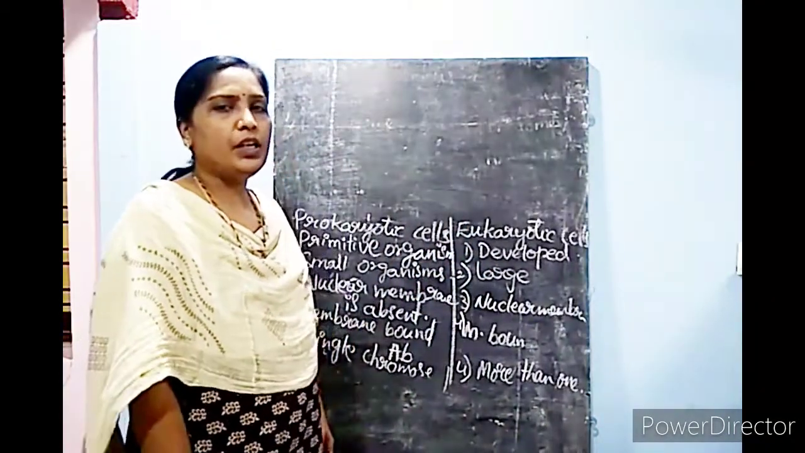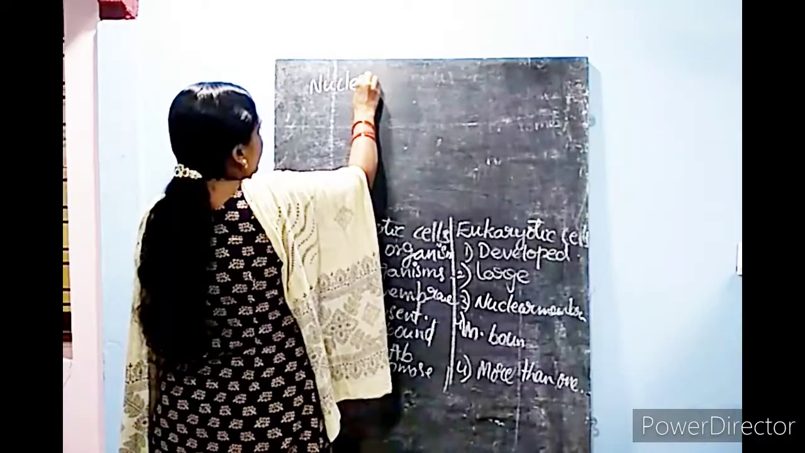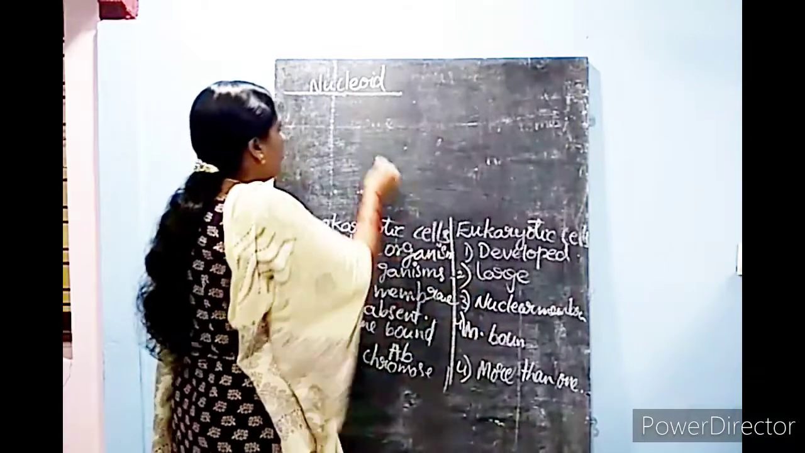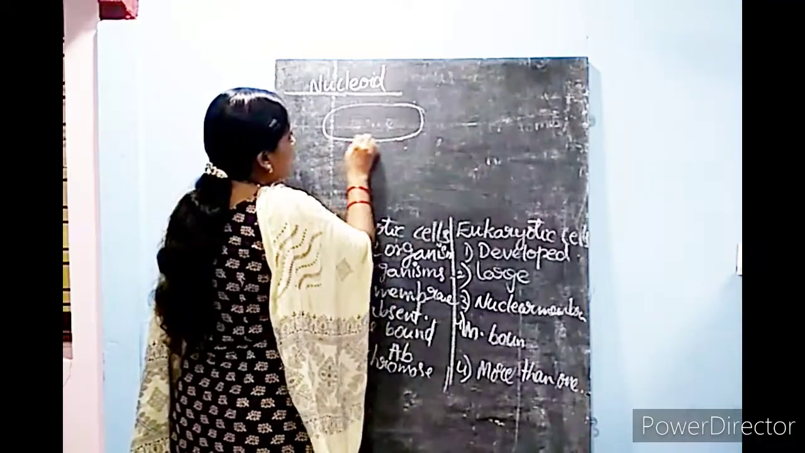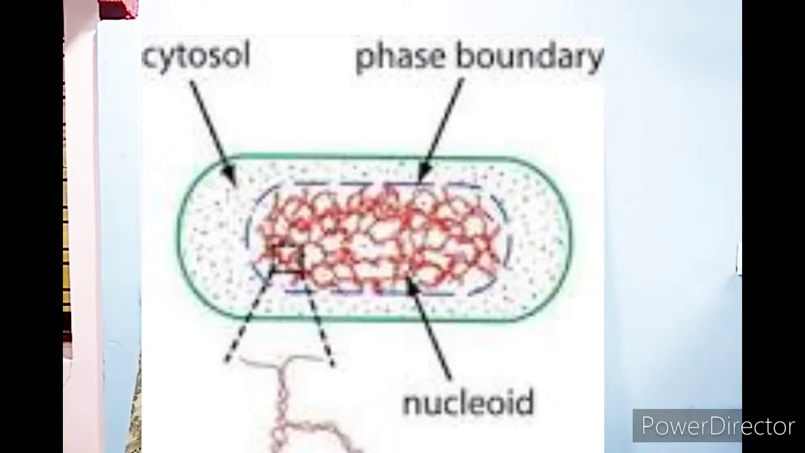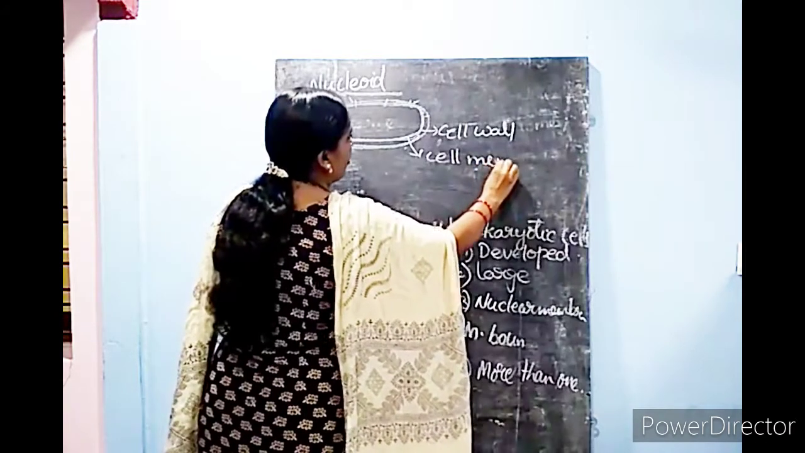Now see about nucleoid. What's the meaning of nucleoid? We'll see now the meaning and where this nucleoid is present. You see the structure of a bacteria cell. Bacteria comes under prokaryote. So bacteria also have a cell wall like a plant cell. Bacteria has a cell wall and cell membrane is also present.